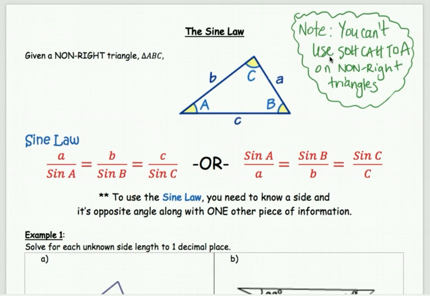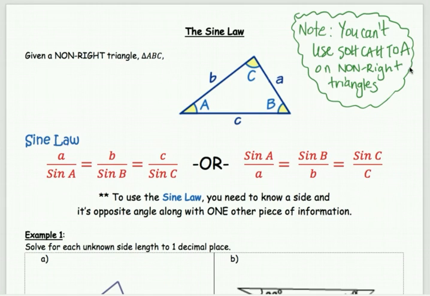I just added the note here to remind you, don't use SOHCAHTOA. You shouldn't be putting a smiley face and labeling the sides as opposite, adjacent, hypotenuse. Don't do that. Just look for that right angle first. Nope, it's not there. I'm not going to label the sides opposite, hypotenuse, or adjacent.